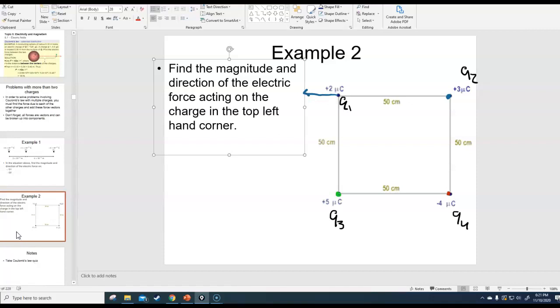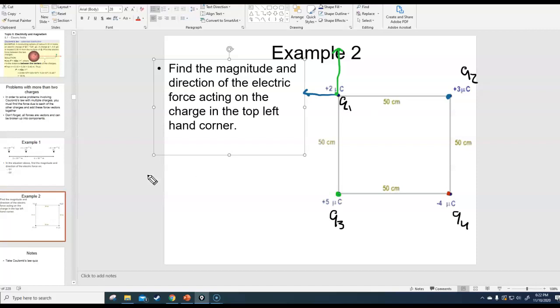Q3 likewise is going to repel Q1, and so there would be a force up coming from Q3 acting on Q1. Notice, by the way, that I've drawn that one longer. That is intentional. That force is going to be bigger because the distances between Q1 and Q3 and Q2 and Q1 are the same, because it's a square. But the green charge, Q3, has a bigger magnitude, which means the force is going to be bigger.